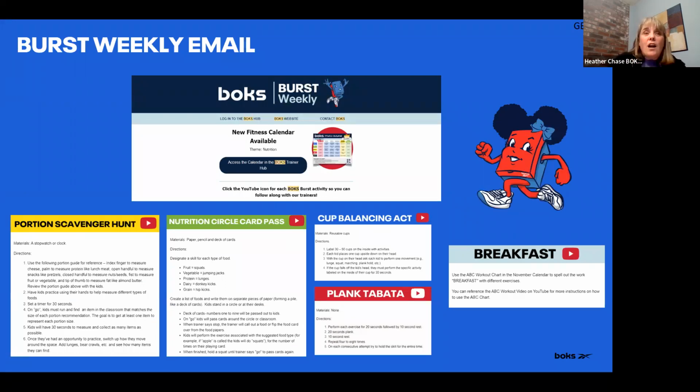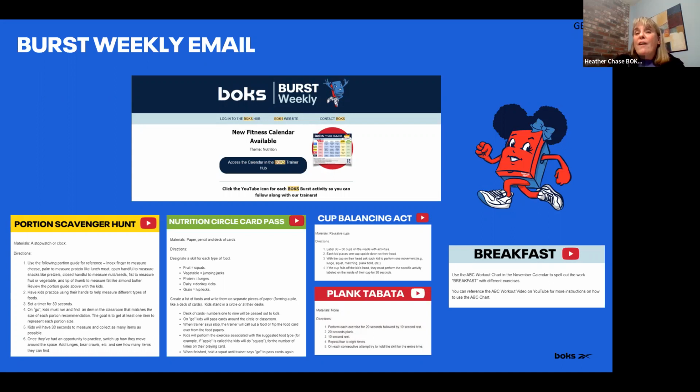Okay, and so these are some examples of our weekly bursts. The activities in each day, these are some of the November ones. They had a portion scavenger hunt, which Laura had mentioned, our nutrition bit. And when we do our traditional program at the end of the day, we give a quick nutrition piece, whether it's something to do with water, what's the best thing to drink when you're thirsty, or how much sleep do you need? But this was an example of a food portion scavenger hunt. And then the second day is a nutrition circle card pass, which is a more active movement activity, but it also has to do with nutrition. And then the other two are just different ones.